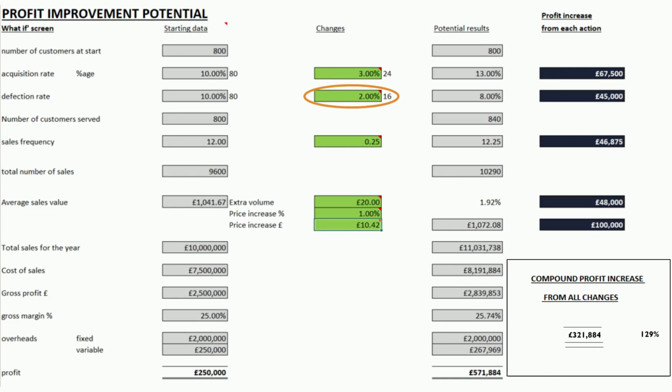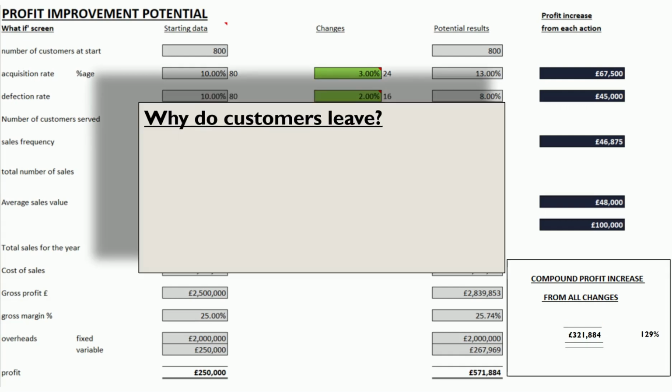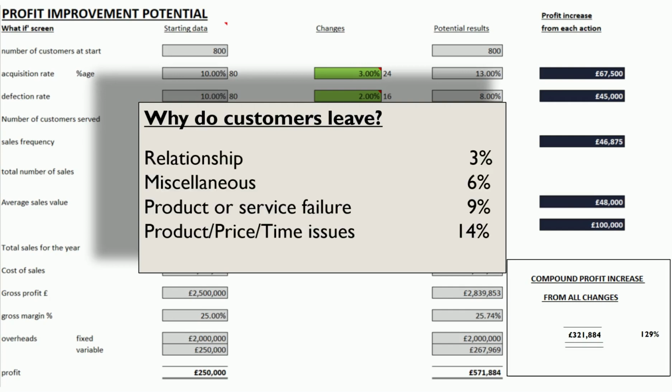We then look at the defection rate. Can we stop customers leaving and going somewhere else? Now the key to that is to understand why most customers leave. There's been plenty of surveys on this, and a sort of amalgam of some of those gives us these kind of numbers. Firstly, smallest group, relationship. The salesperson left and went somewhere else, customer followed them to the new business. Uncle Bob's opened a business round the corner doing what you do. Well, they're going to buy from Uncle Bob because he's their Uncle Bob.